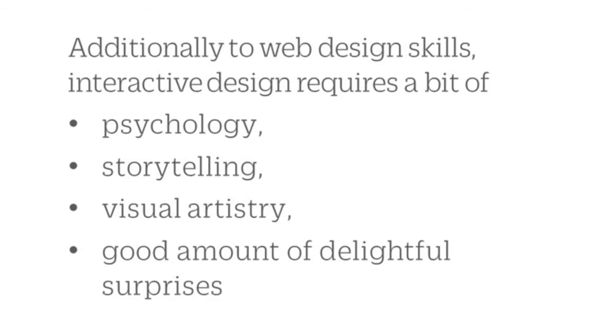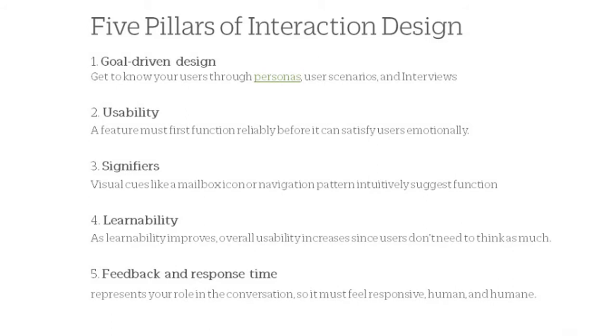There are 5 pillars of interaction design. First one is goal-driven design. Our application should have a goal, right? We design things for a purpose, either it's selling or buying or whatever it is. That's the purpose.